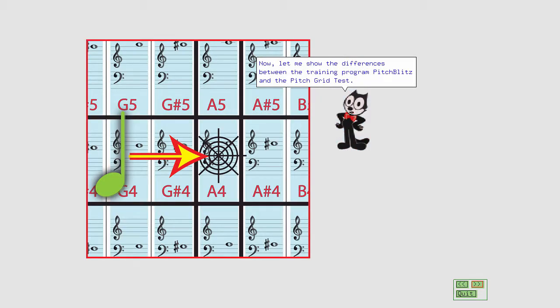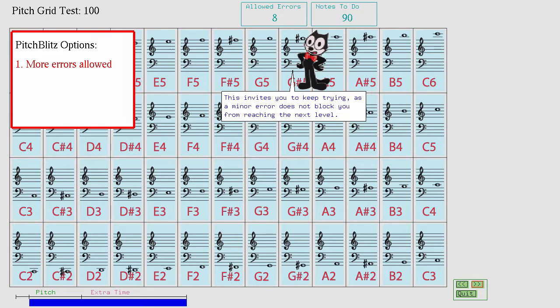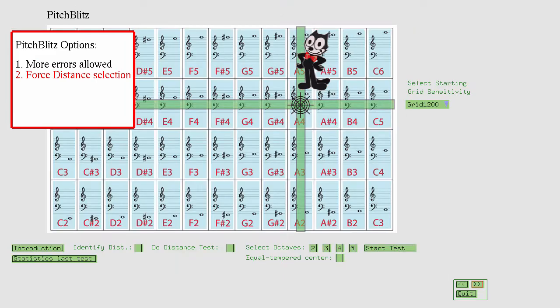Now, let me show the differences between the training program Pitch Blitz and the Pitch Grid test. First, Pitch Blitz is not a test. Instead of evaluating your score after the second error, Pitch Blitz allows you to make 8 errors. This invites you to keep trying, as a minor error does not block you from reaching the next level.